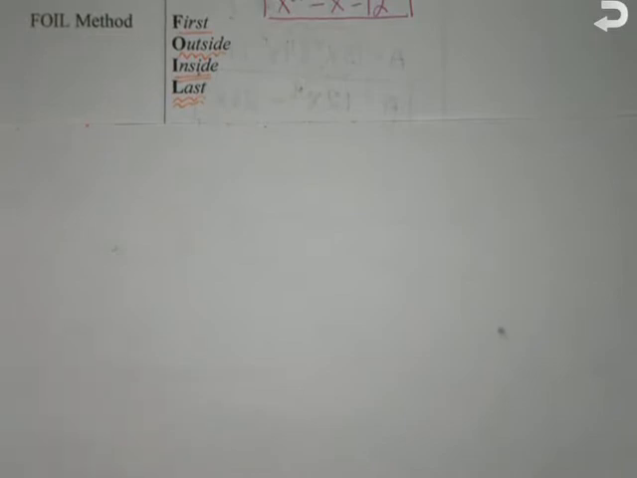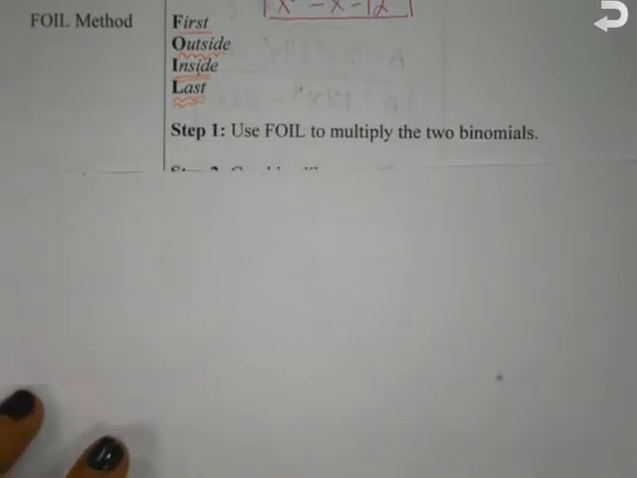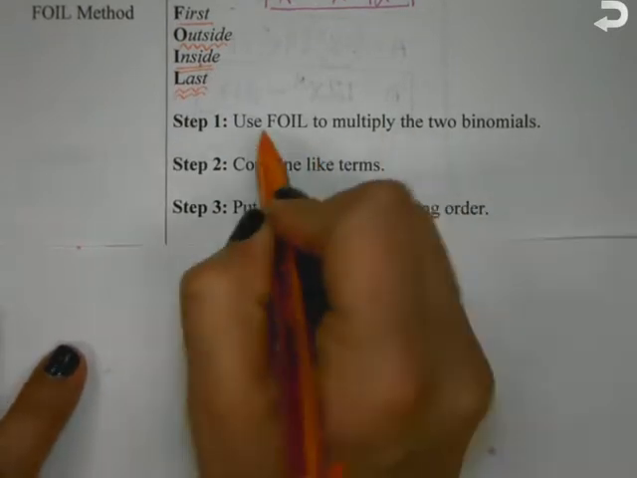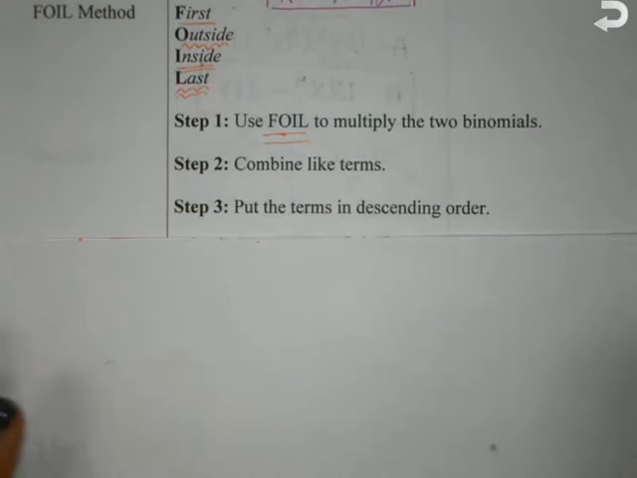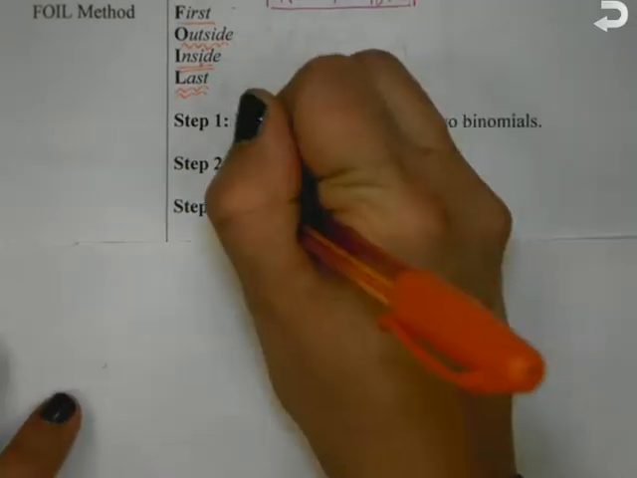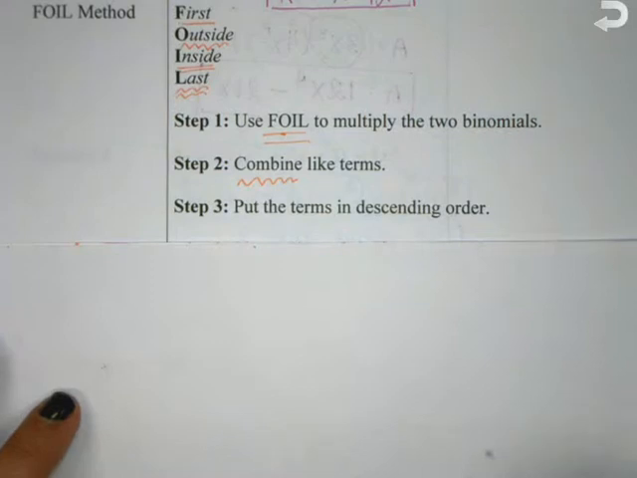Okay, so here are the steps to the FOIL method. Step 1. You are going to use FOIL to multiply the two binomials. So you're just going to follow the steps of the FOIL method. Step 2. We combine like terms, and then we put terms in descending order.